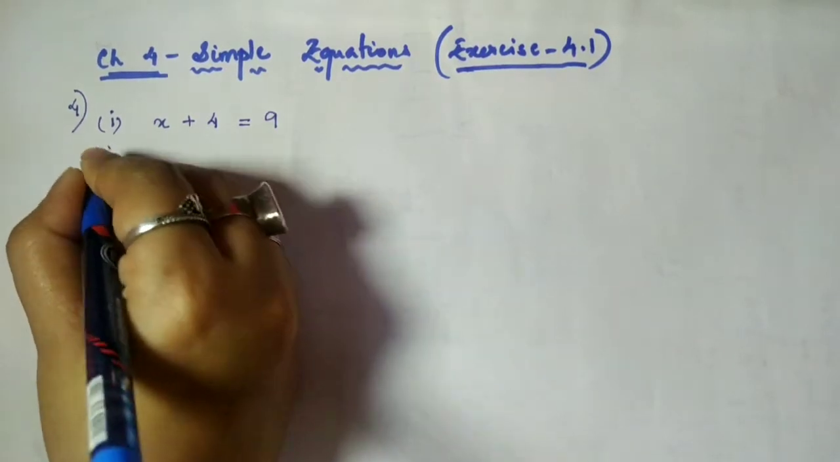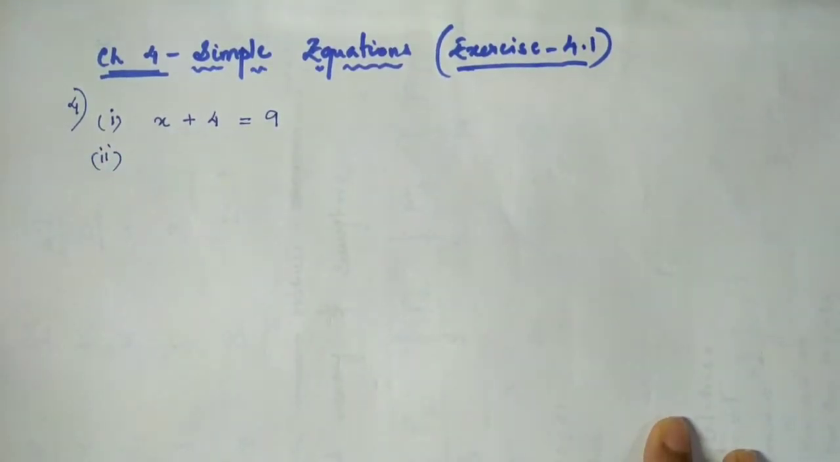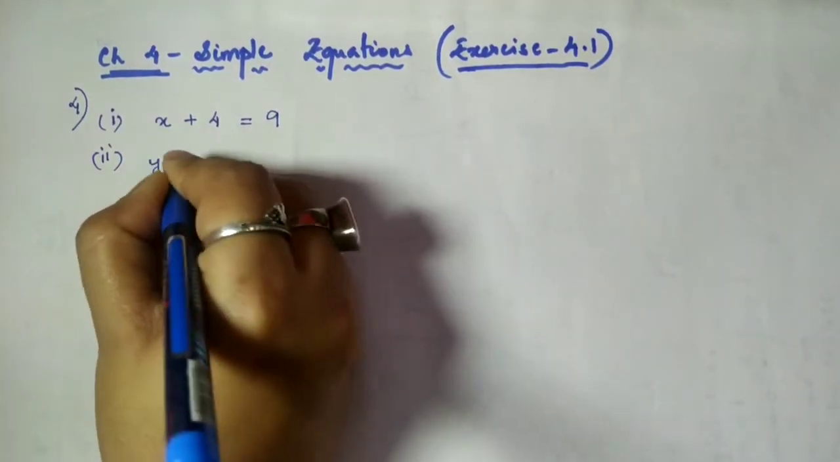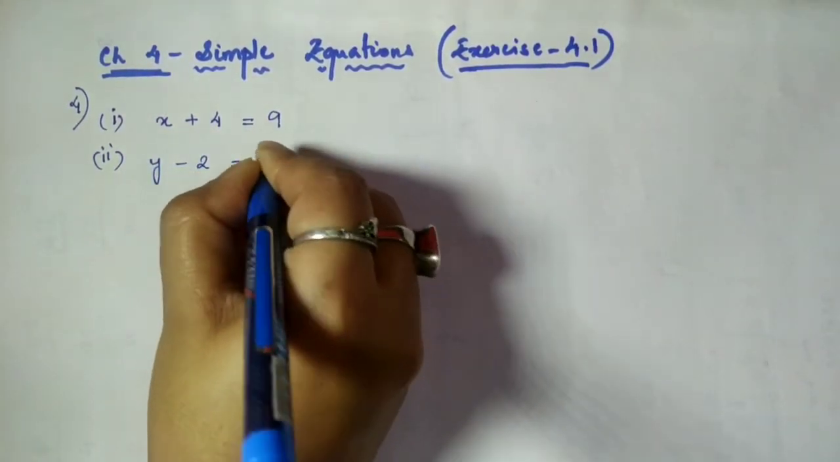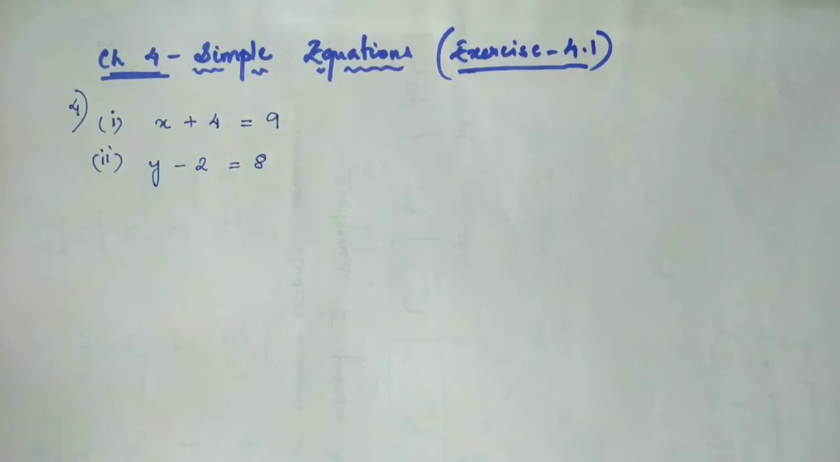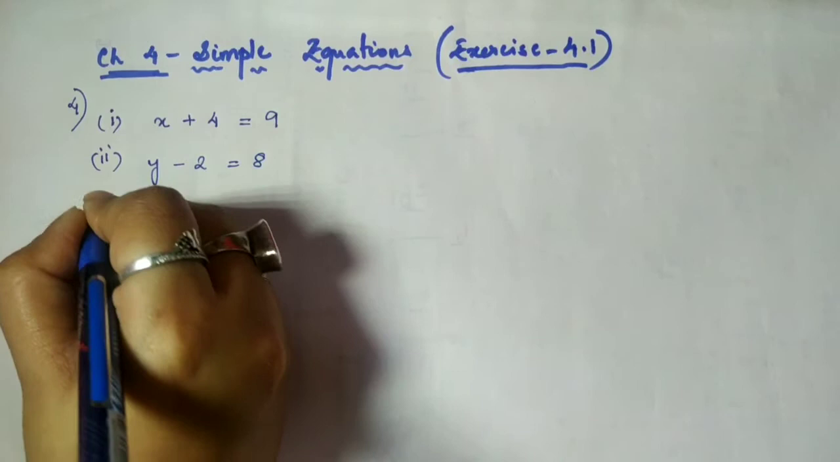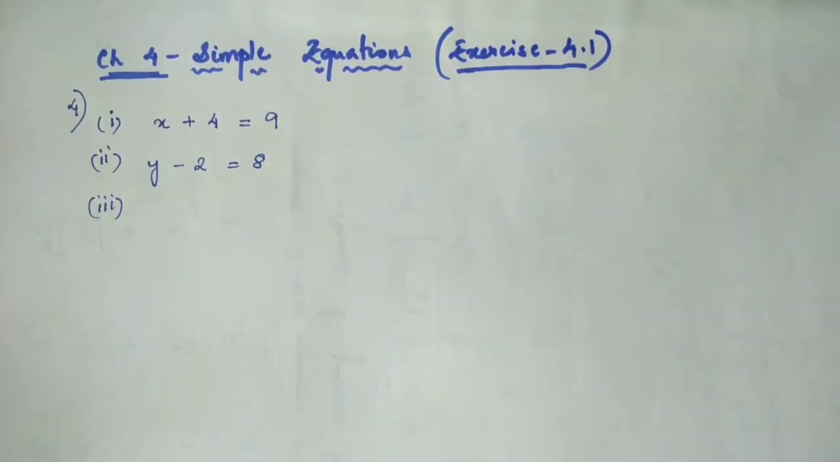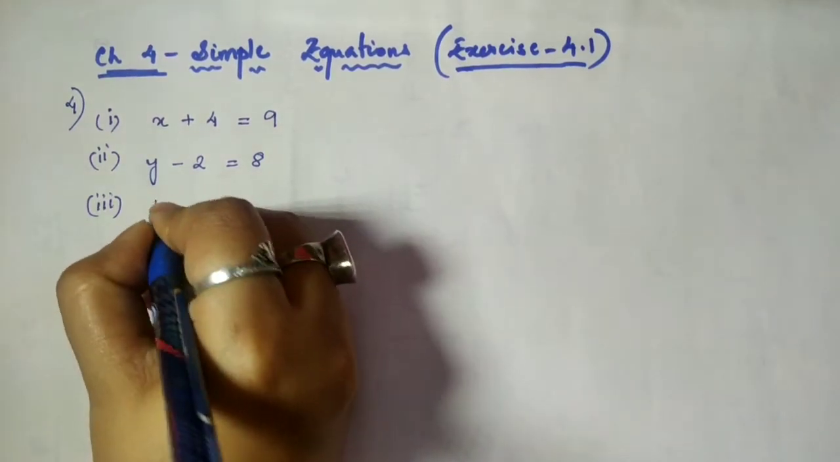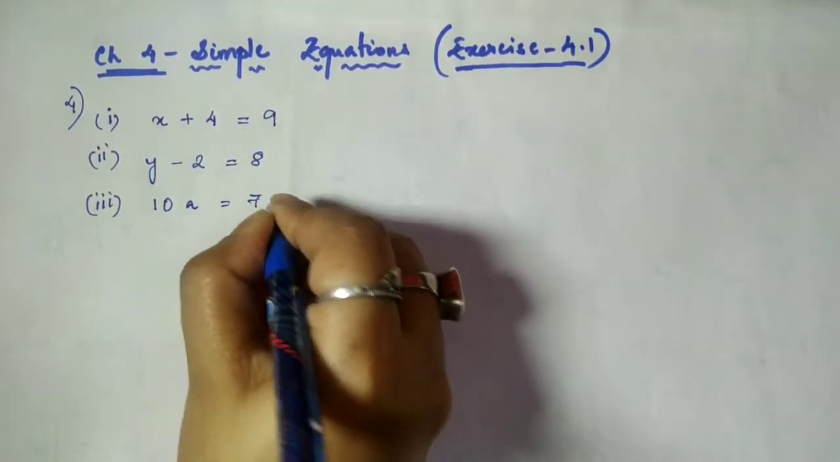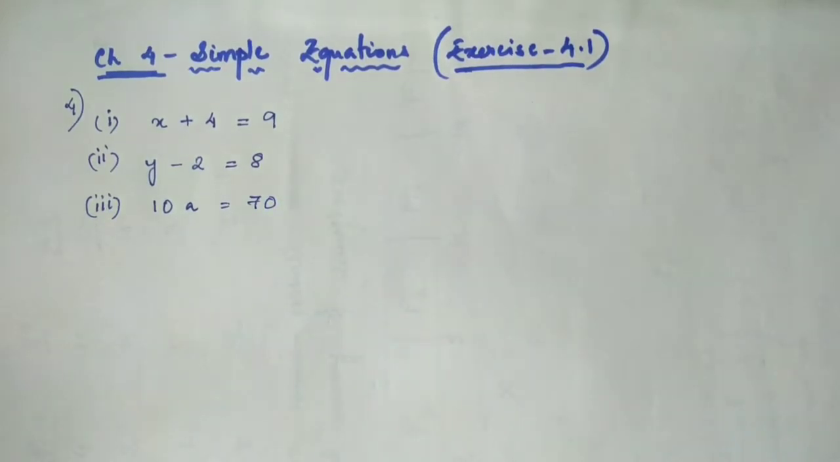Question number 2 is given as 2 subtracted from y is 8. 2 subtracted from y means y minus 2 is 8, which means equal to 8. This is how we do it. We only have to write down the equation. We are not solving the equations. Next, number 3 is given as 10 times a is 70. 10 times a means 10 into a, 10a is 70. 10 times means 10 multiplied.